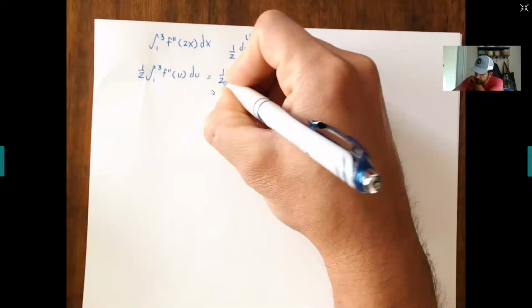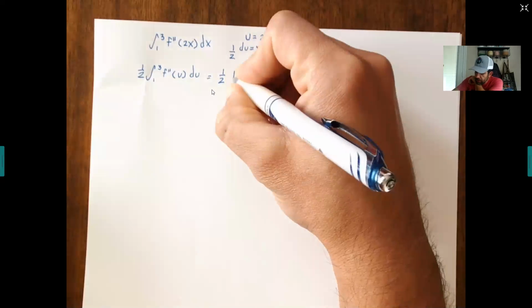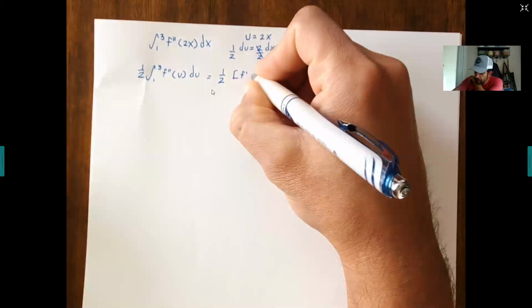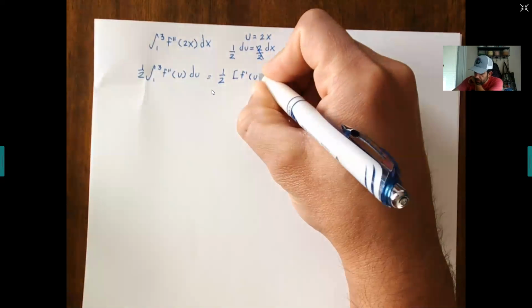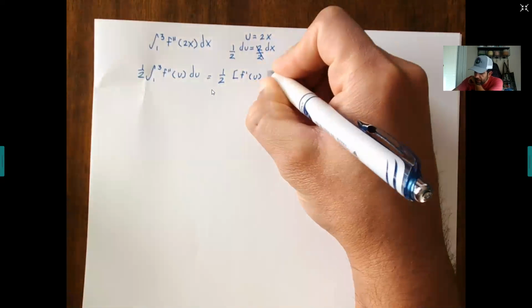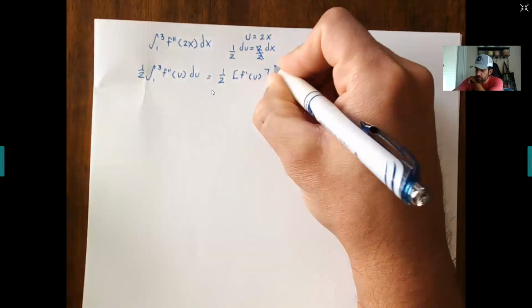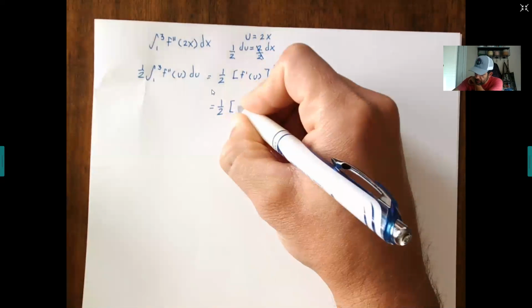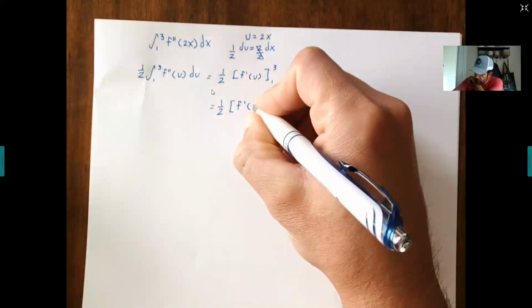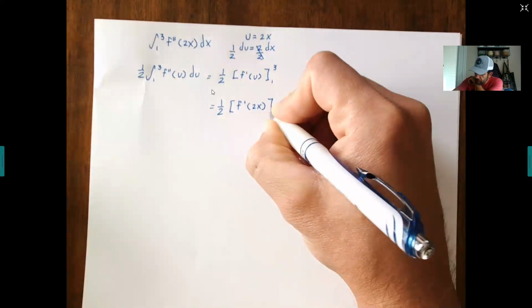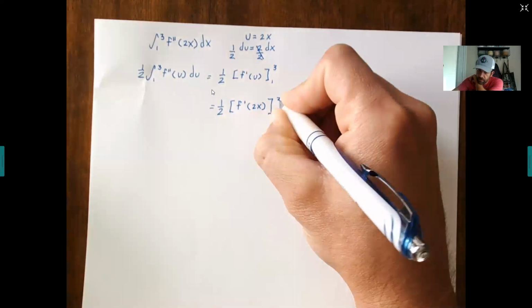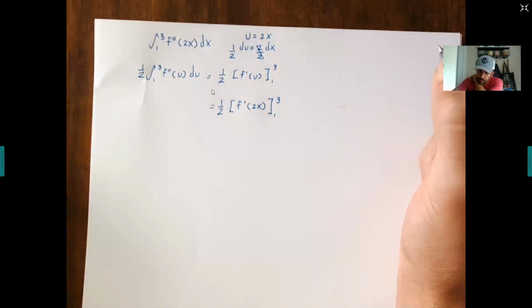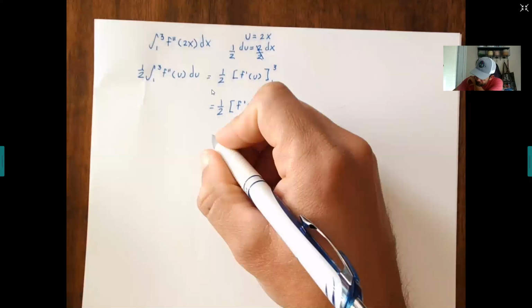1/2 f prime of u between, and I don't really like to write 1 and 3 because at that point I should really switch it, because people are probably going to think that I should just plug it in. But really at that point, go ahead and switch it back to a 2x. You're going to go between 1 and 3. Are you with me? Yeah.